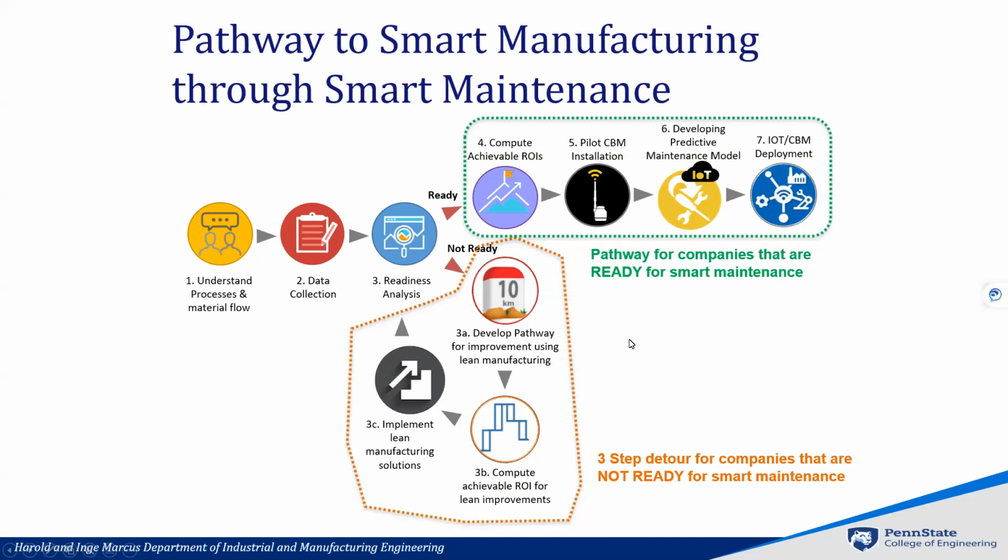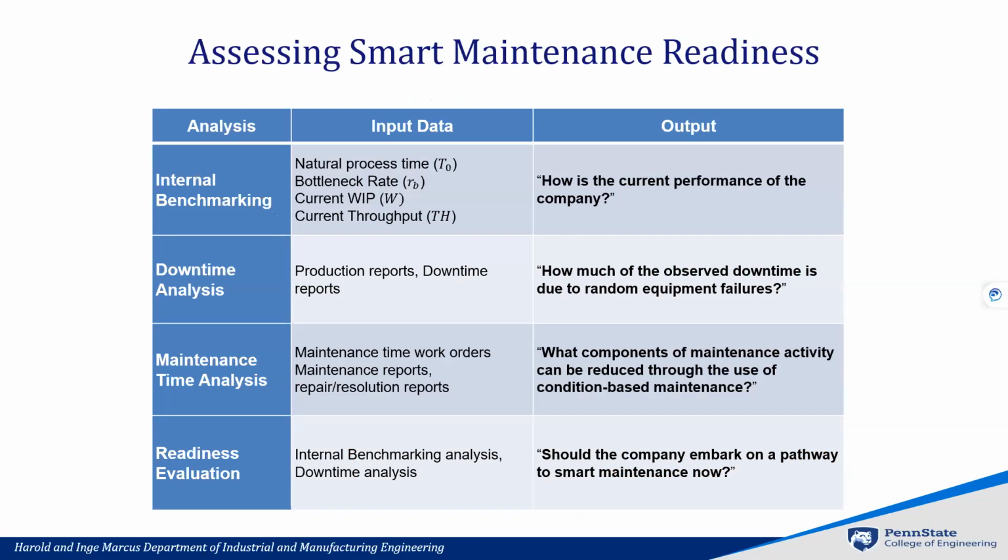So the green segment of this pathway would be for companies that are well prepared and are ready to get towards smart maintenance. And the red ones are detours that some of the companies that are not ready would need to take, to improve their operation and then come back and revisit the problem when they are better prepared. So how do we go about assessing this and decide which fork in the road a company should take?